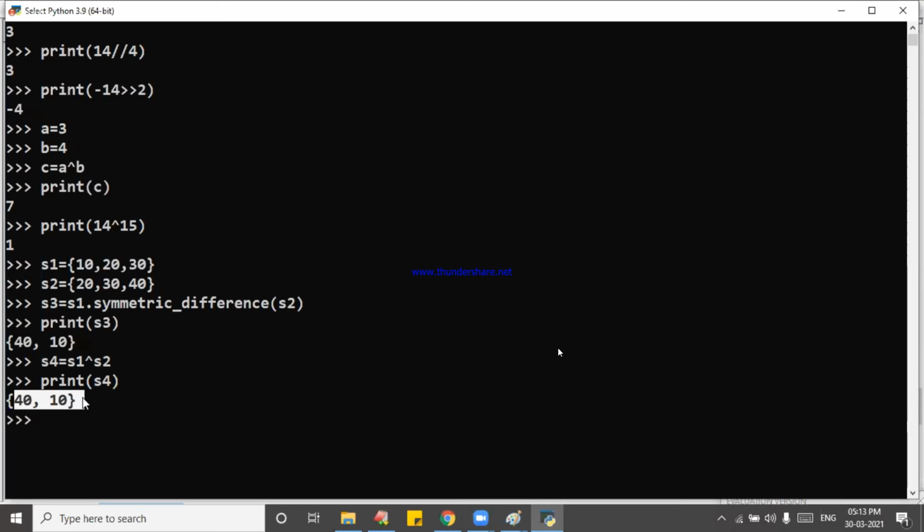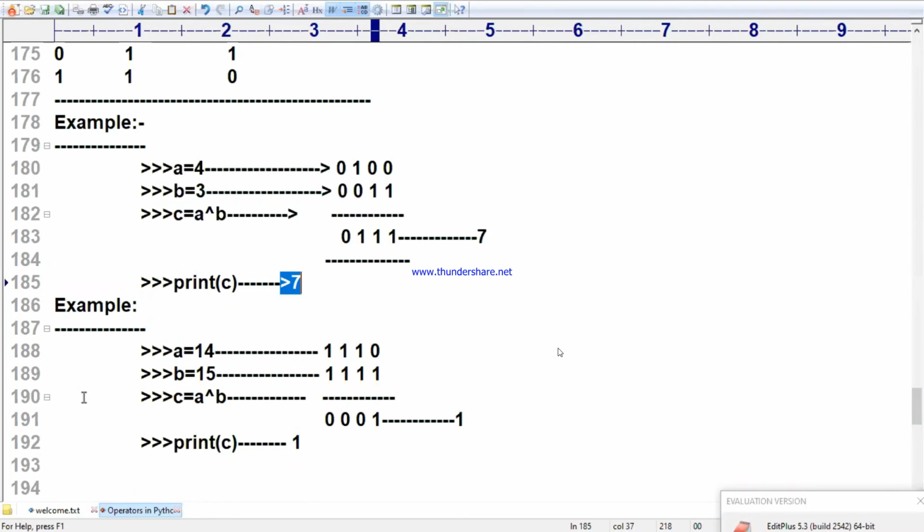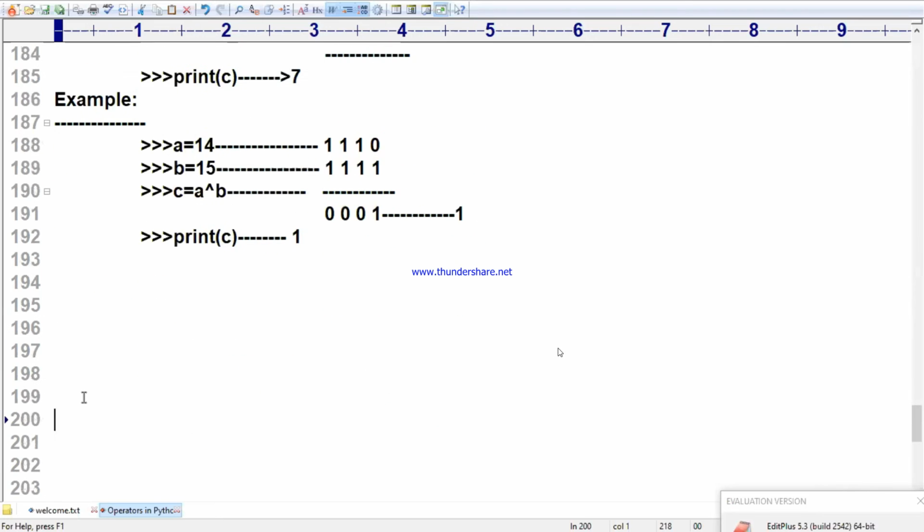Easy or difficult? Easy, sir. Dead easy, sir. Very nice. So, where are we applying? In sets, we will apply symmetric difference. Let me show you one more beautiful example.